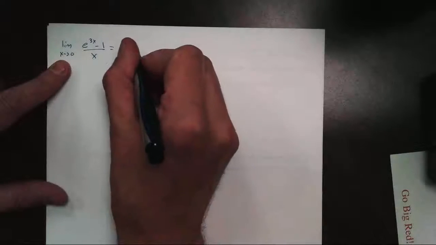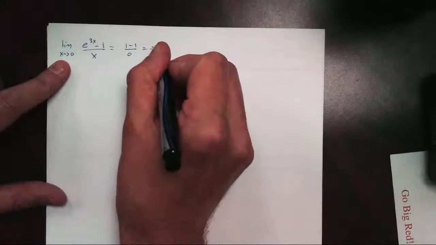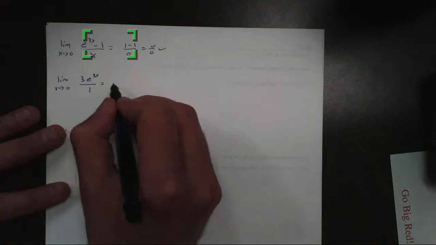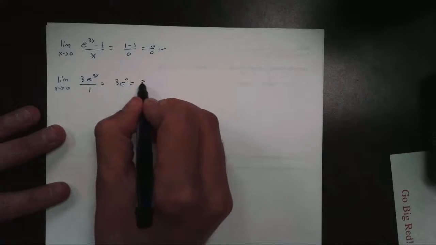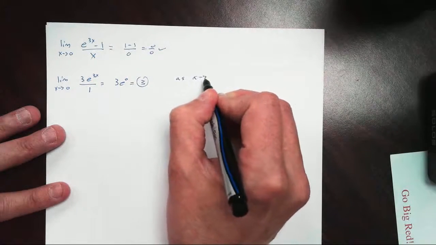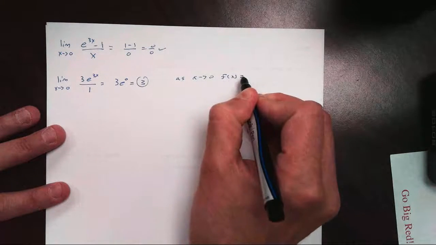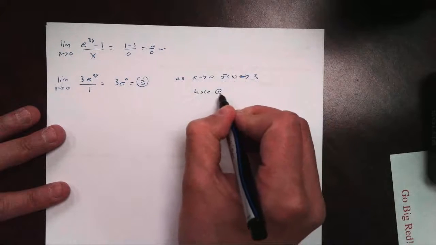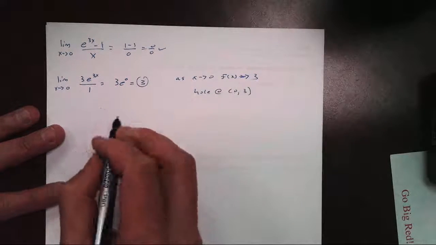L'Hopital's. Well, if I first check if it'll work, plug in the 0, 1 minus 1 over 0, 0 over 0, so L'Hopital's will apply here. And what it says to do, take the derivative of the top, 3 e to the 3x minus 0, be careful, over 1. And if I plug it in, 3e to the 0, so I get 3. So therefore, it's saying as x approaches 0, f of x approaches 3. In other words, again, there's a hole at 0, 3.